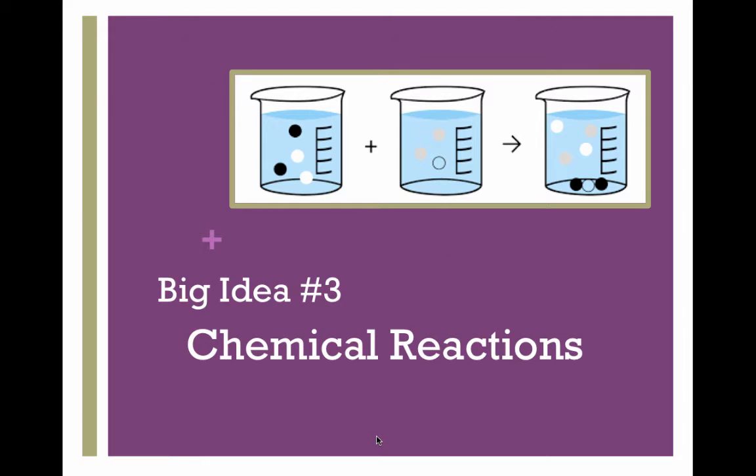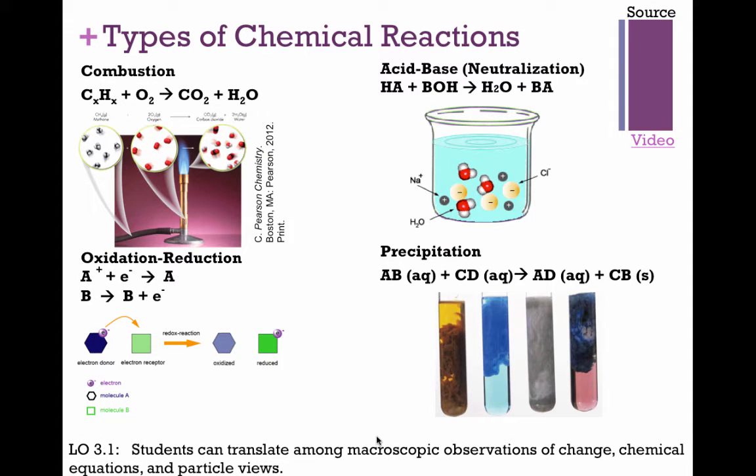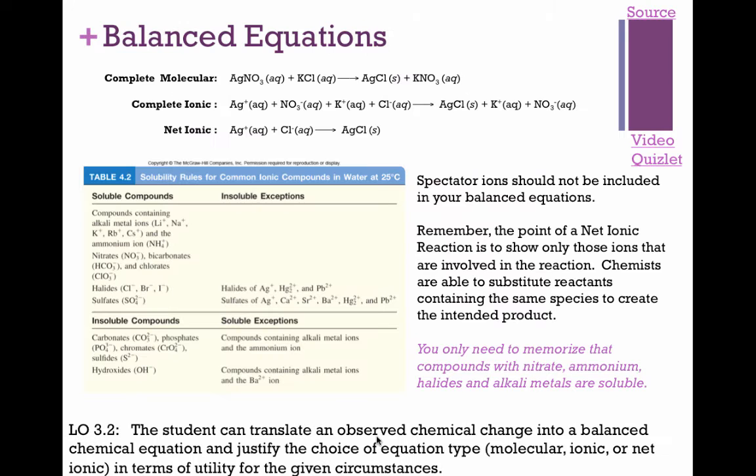So we actually looked at some of the chemical reaction stuff in class, so I'm going to kind of skip over the slides that we did in class because we did this exact slide in class. Types of reactions you learned last year, these are the types of reactions we focused on this year. Balancing the equations, remember you always want net ionic.